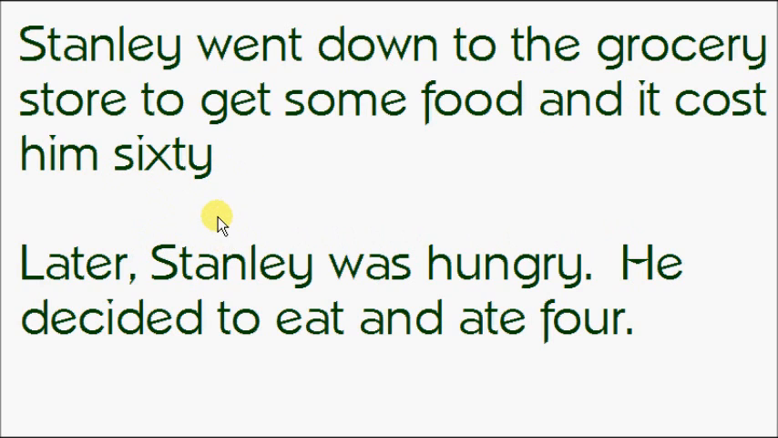But 60 what? When people talk about it, they'll just say the number and assume that people know what they're talking about. And they do. After all, there's only one way you trade in commerce, which is the monopoly, and that is fiat currency. Later, Stanley was hungry. He decided to eat and ate 4. Now, if he only ever ate one thing, if all you ate was Twinkies, then I would know Stanley ate Twinkies, but that's not the case.